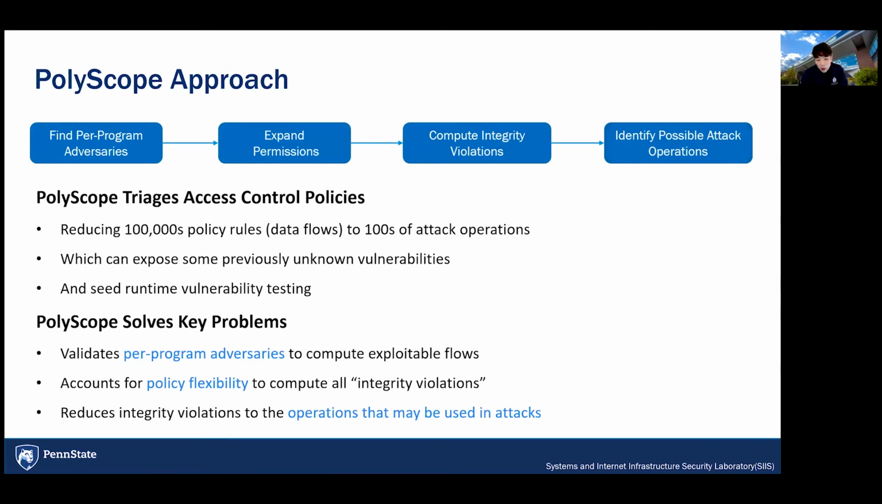So the goal of PolyScope is to identify these risky data flows in terms of attack operations to greatly reduce the effort needed for runtime testing. PolyScope solves key problems by, one, identifying per-program adversaries, two, accounting for policy flexibility, and three, further triaging IVs into attack operations that may be used in attacks.